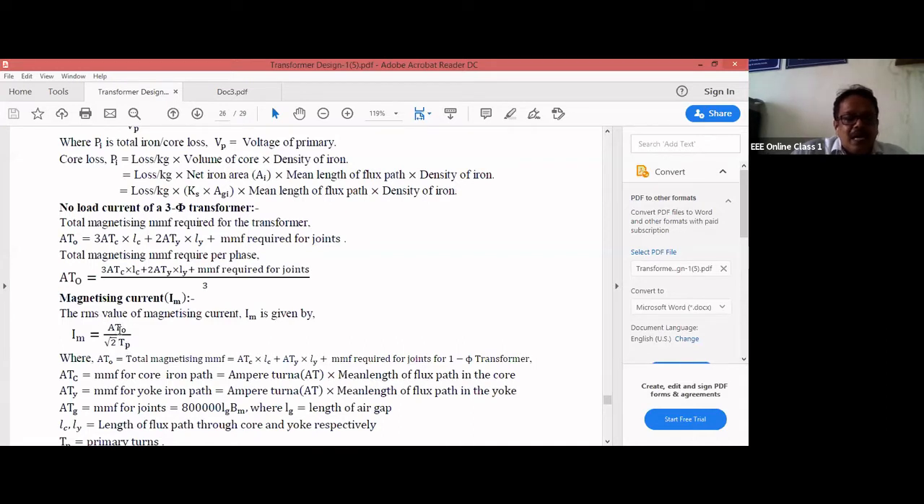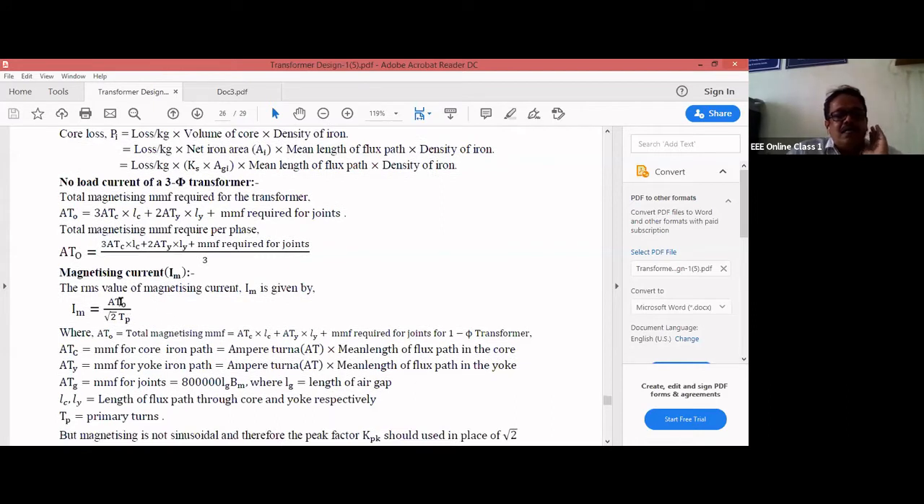AT0 is nothing but ampere turns. This I have to calculate. RMS value is divided by root 2. Okay. So what do I have to calculate? I have to calculate this AT0. AT0 is nothing but the total magnetizing MMF. So AT0, the total magnetizing MMF, is equal to ATC, the ampere turns of the core.